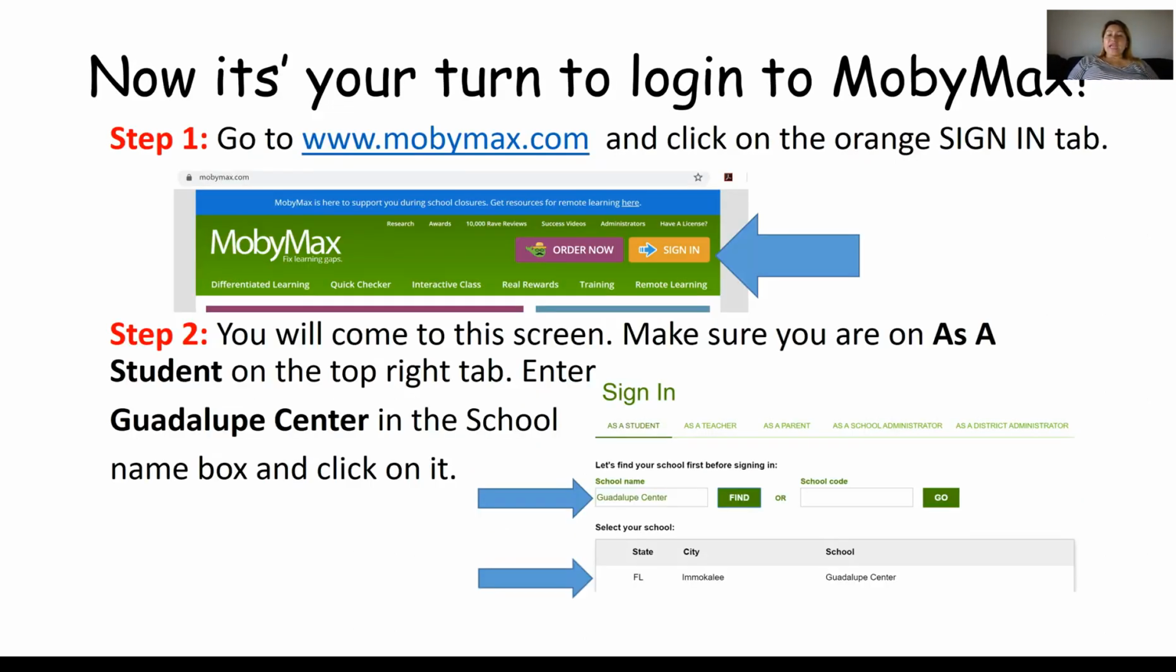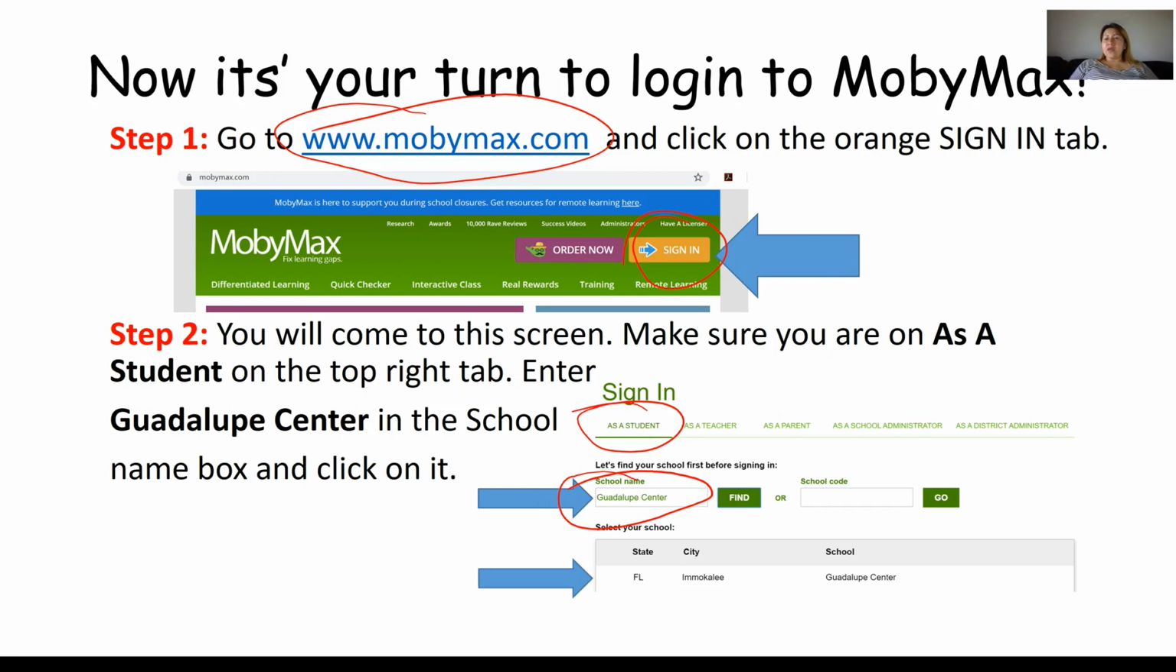Now, boys and girls, it is your turn to log in to MobyMax. Okay, so remember you're going to go on to www.mobymax.com and you're going to click on the orange sign-in tab, which is that one. And then for step number 2, excuse me, you will come to this bottom screen. Okay, you're going to make sure that you're in as a student. So check that you are in as a student. Okay, on the top right tab. And then you're going to enter Guadalupe Center. Make sure you have a finger space between Guadalupe and Center.